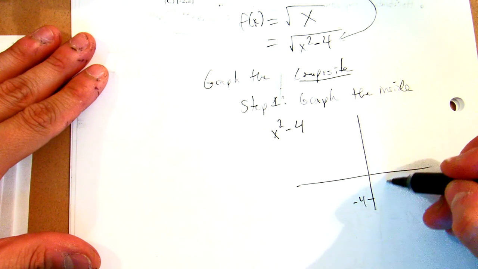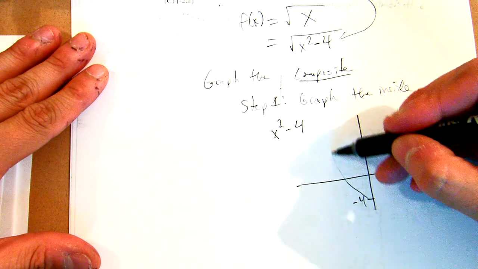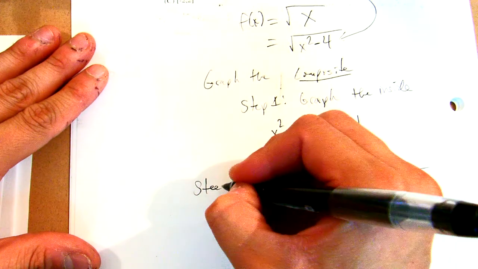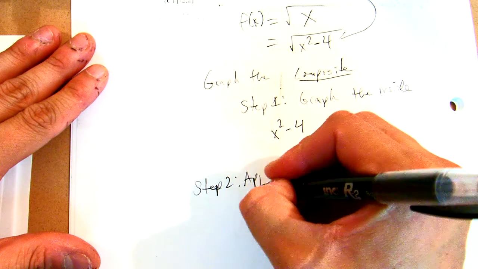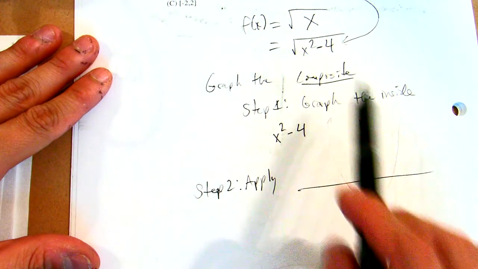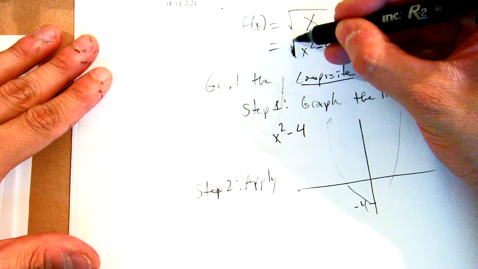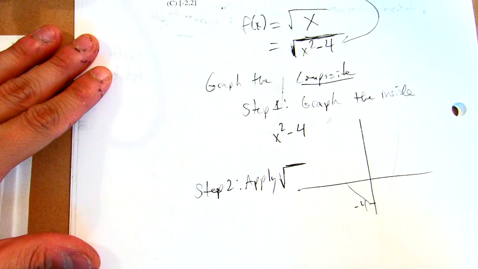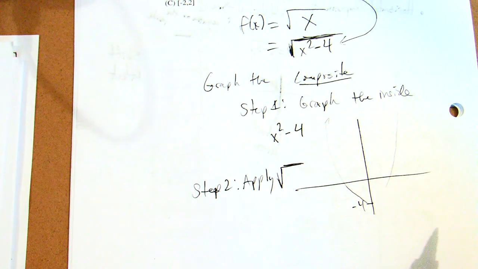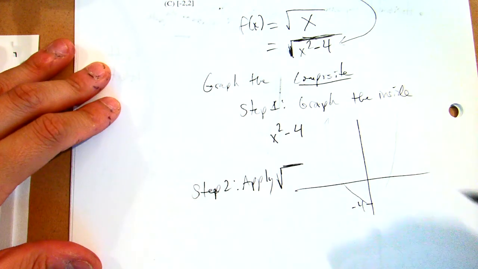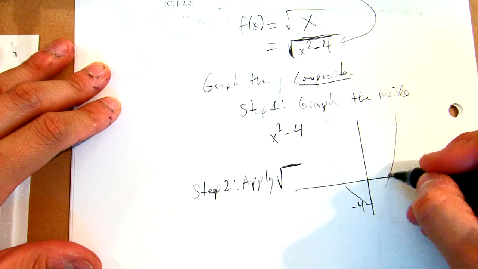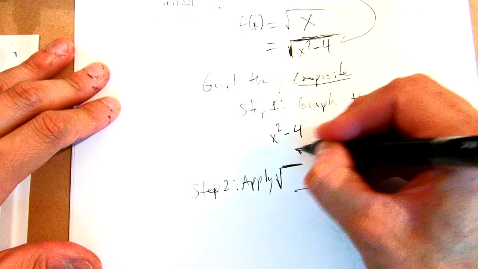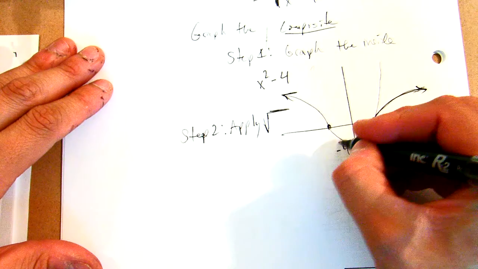And I'm going to do this lightly because I'm doing it in pen. Remember, you're supposed to use pencil. And it looks like this. And now we're going to do step 2. Step 2 is we're going to apply the outside function. My outside function is the square root. And what does a square root do to a function? It gets rid of the negatives. And then the arms change. How do they change? The arms kind of punch out like this here. Okay? So this is my graph and there are no negative values here.